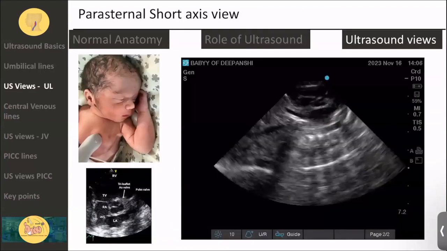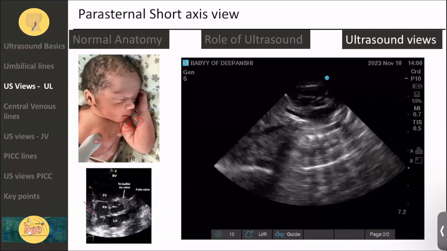So ultrasound is important. Where do we put the probe? If I asked you which side, which shoulder is this? This is the left shoulder of the baby. So when the pointer is towards the left shoulder of the baby, this becomes the parasternal short axis view. See, this is the LA. This is the RA.